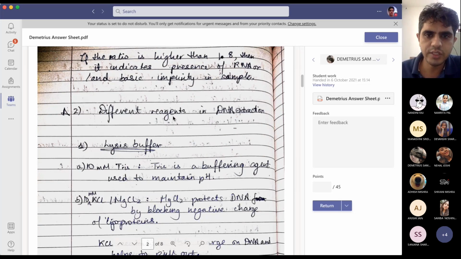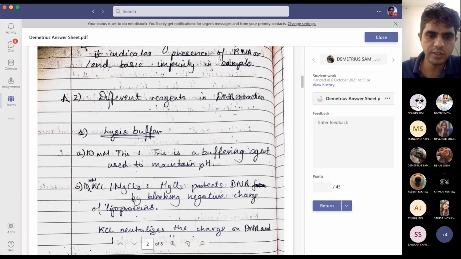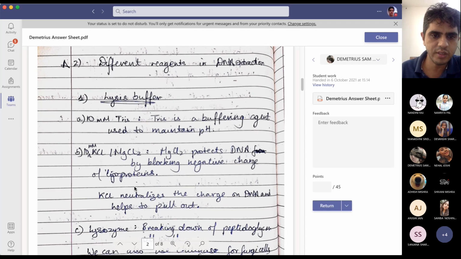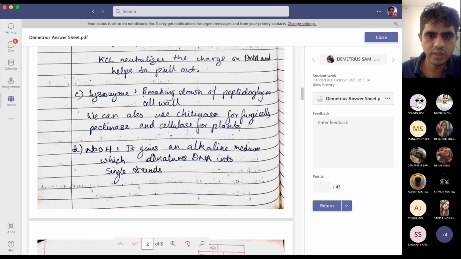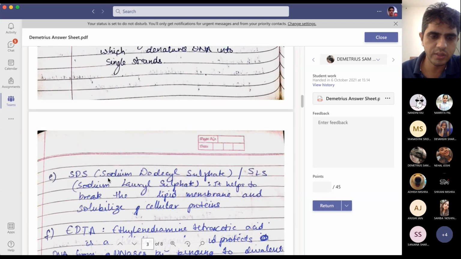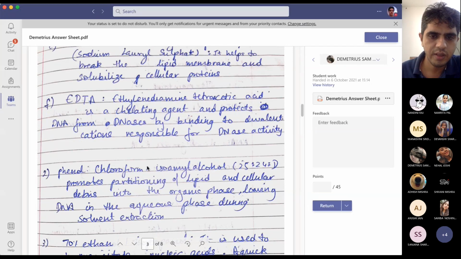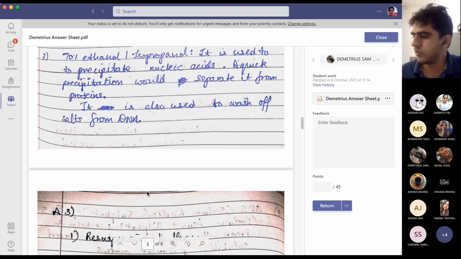Okay, so there are different reagents: lysis buffer, Tris, magnesium chloride. Do we need magnesium chloride? No, we don't need magnesium chloride. We need KCl, lysozyme. Yes, we need lysozyme. NaOH gives the alkaline buffer. Yes, you can use it. SDS for membrane, yes, fine. EDTA, that's the chelating one, that's fine. Phenol chloroform again fine. Ethanol again fine. Okay, so this is 5 for you, Demetrius.